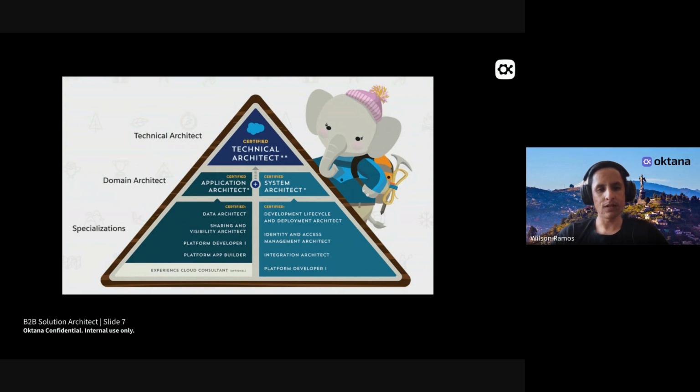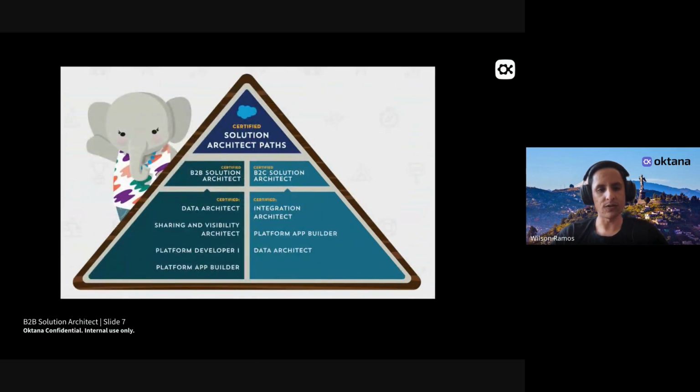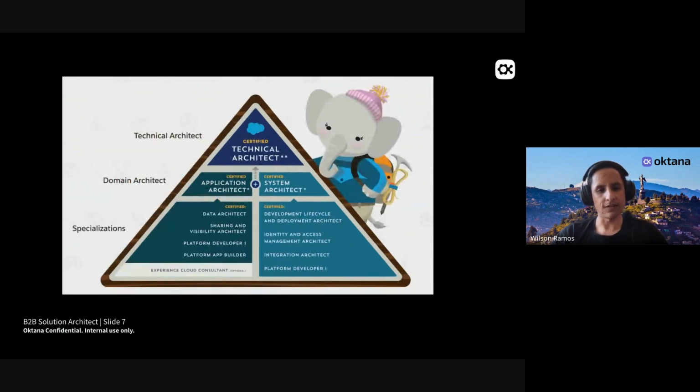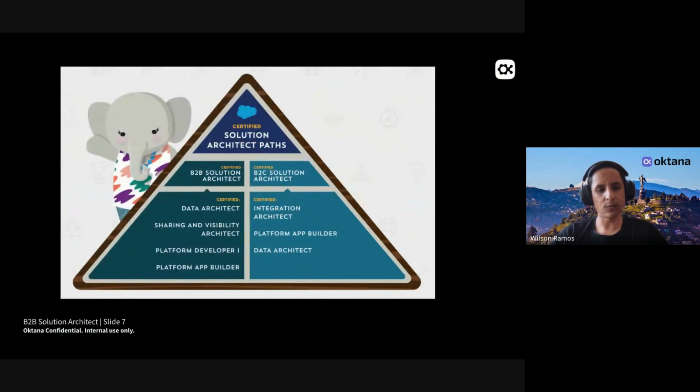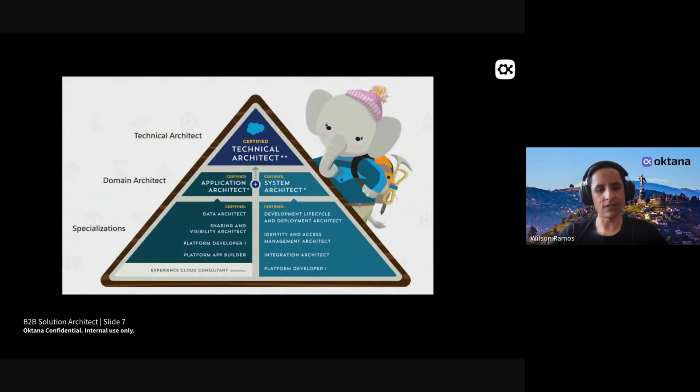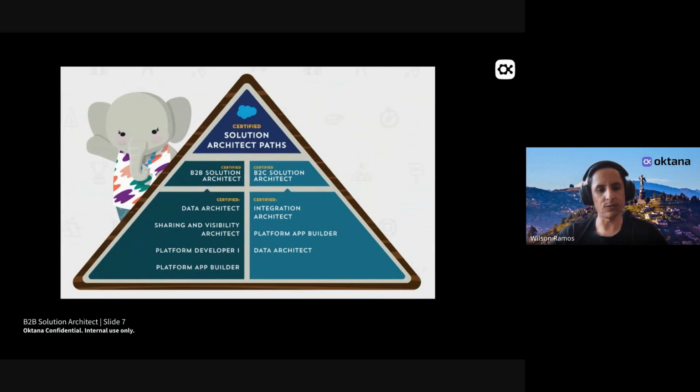I will change to the other pyramid, and this is the solution architect path. We will also focus on the left side. As you can see, the prerequisites are the same as for the application architect: data architect, sharing and visibility architect, platform developer one, and platform app builder. They are the same. So what's the difference between achieving application architect and achieving B2B Solution Architect?